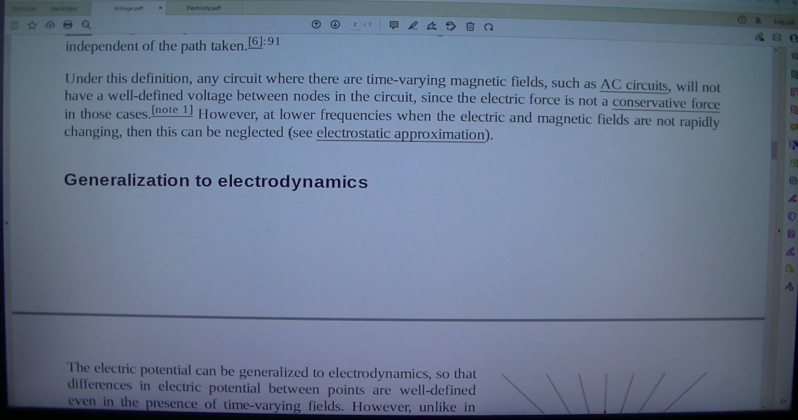However, at lower frequencies when the electric and magnetic fields are not rapidly changing, then this can be neglected. See electrostatic approximation.